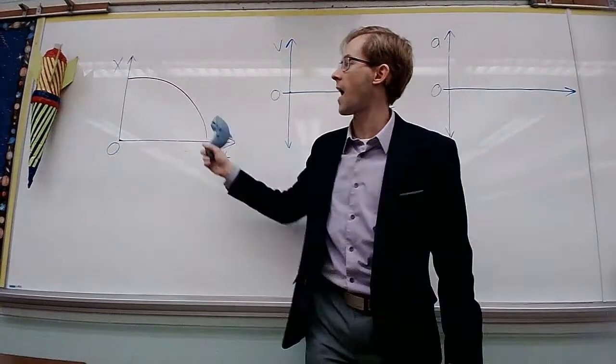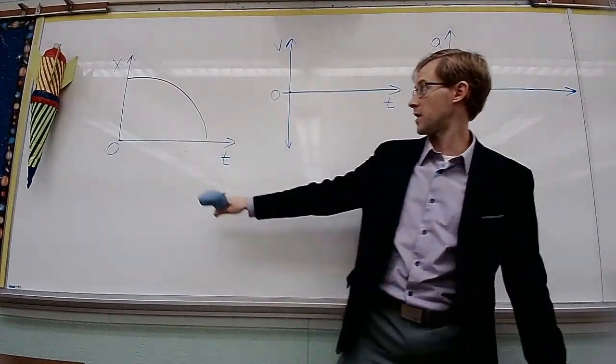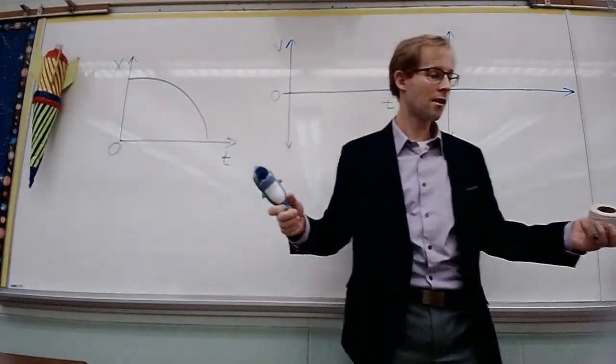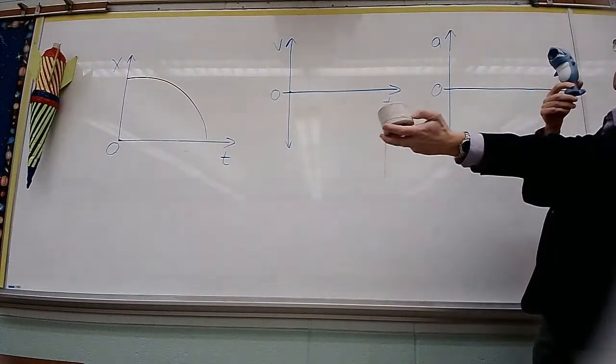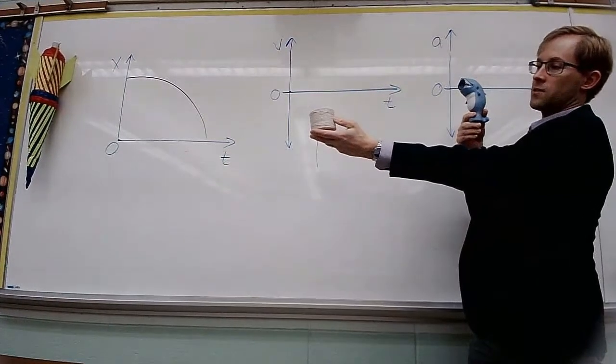Are we starting at the origin or away? Away, because we're beginning up here. We're not beginning down there. So therefore, we know that if this is the origin, the object begins away from it, and at the beginning, we have a velocity of 0.